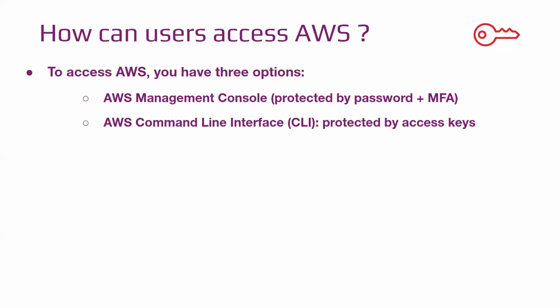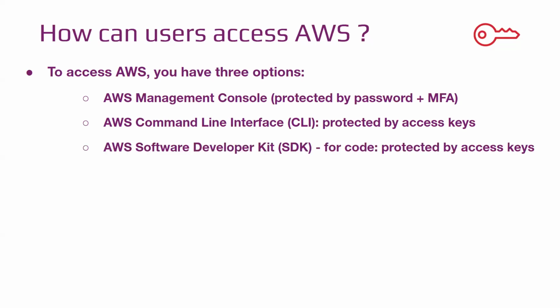The second option is the AWS command line interface, CLI, protected by the access key. In the command line interface, we need to pass the access keys and the secret keys. We'll see the AWS software development kit next.